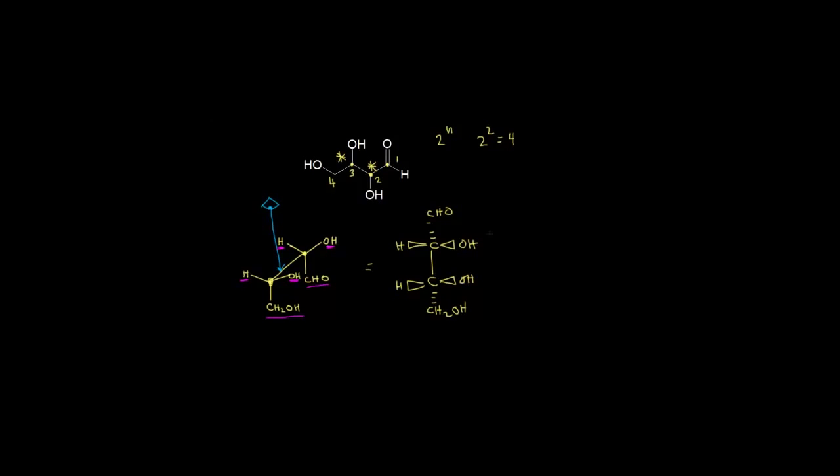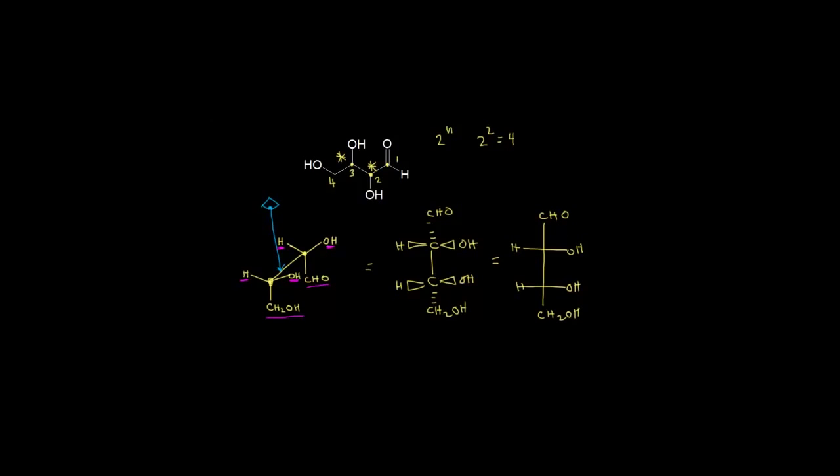Let's go ahead and make it into an actual Fischer projection, right? Where we just go ahead and draw straight lines, and the intersection of those straight lines are where our chirality centers are, right? So this would be an H, this would be an OH. This would be an H, this would be an OH, this would be our CH2OH, and then at the top we have our aldehyde CHO. So this is one of the 4 possible stereoisomers. And Fischer projections just make it much easier when you're working with carbohydrates. So this is one of the 4.